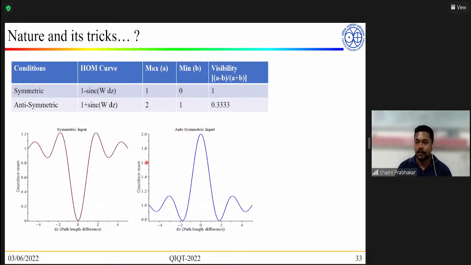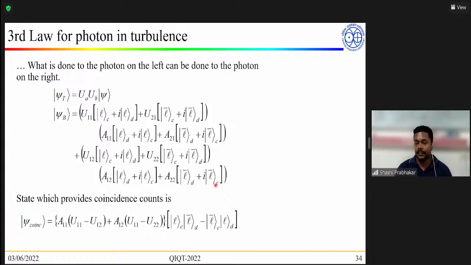So if we do the complete theory, this is what we get. Even if we increase the turbulence strength, our visibilities are not going to change. This is the symmetric input, and this is the antisymmetric input. And if we introduce turbulence to both beams, we have this turbulence parameter A and this turbulence affecting the B photon. So if we introduce turbulence to both of them and do a bit of theory, the coincidences are a combination of this and this.